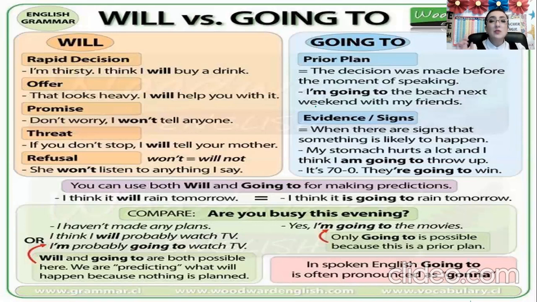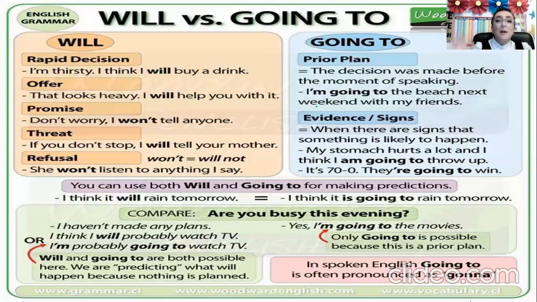Also, we are going to be using going to when we have evidence or signs, okay? When you have evidence of anything, you are going to be using going to. For example, when there are signs that something is likely to happen. You use going to when you have the evidence, the signs that something is going to be happening.